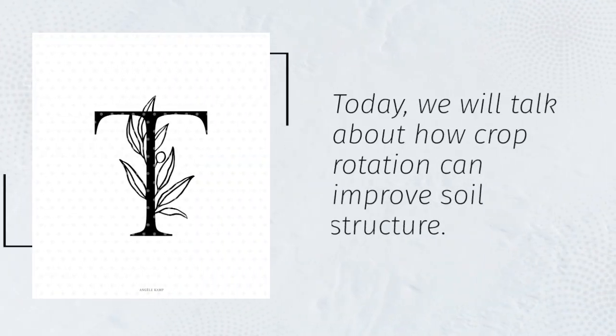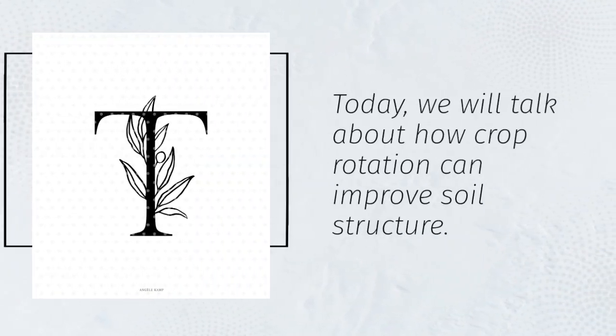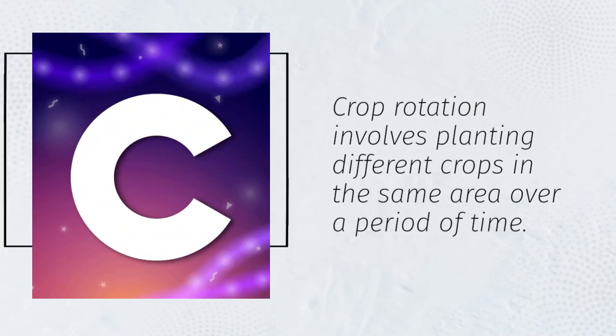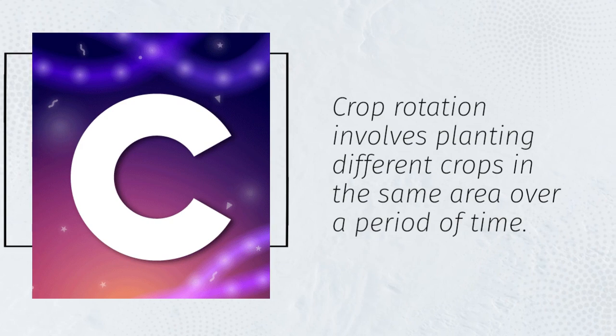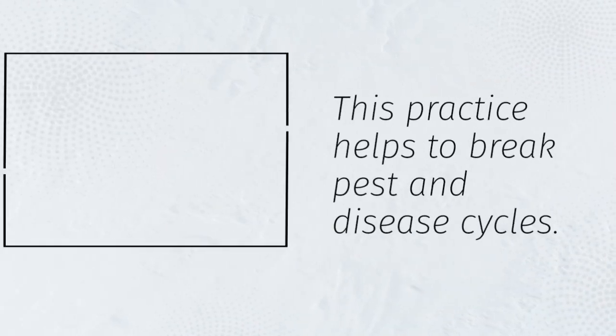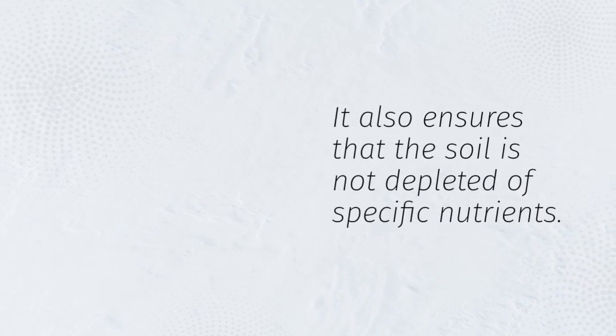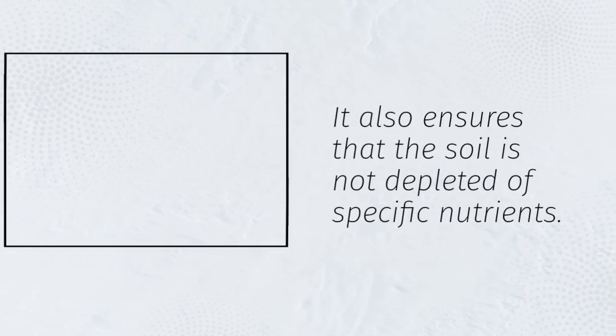Today, we will talk about how crop rotation can improve soil structure. Crop rotation involves planting different crops in the same area over a period of time. This practice helps to break pest and disease cycles. It also ensures that the soil is not depleted of specific nutrients.